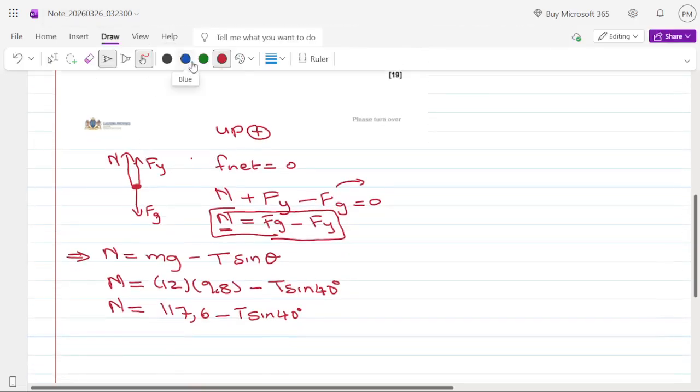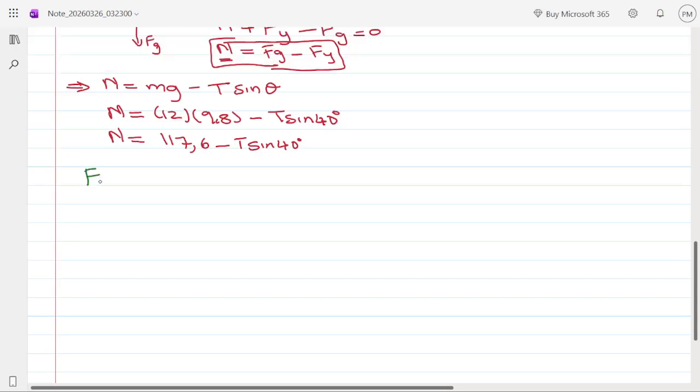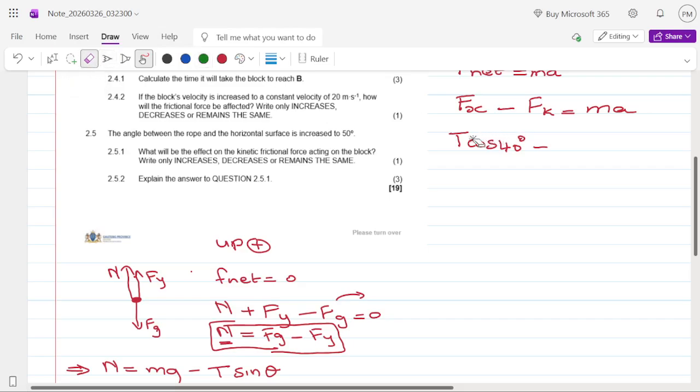What is the formula for Fk? The formula that we use to find the kinetic friction is the coefficient of kinetic friction times the normal force. Do we have the normal force? Yes. Do we have the coefficient of kinetic friction? Yes. So now let's rewrite this in a way that everyone can see how we're going to substitute this.